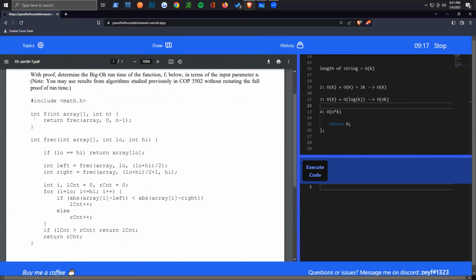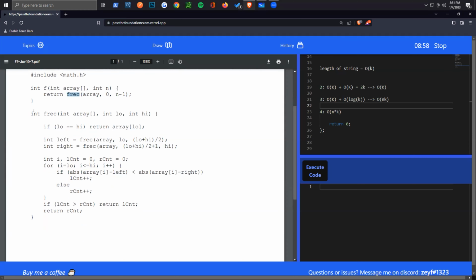Okay, include math, that's cool. Then we have this function, which is just calling this rec function, which is really what we care about. It's just dependent on whatever the runtime of this is. So now let's see what this function looks like. First things first, array, so some sort of elements. We have a low and a high. Okay, so that might help out a little bit.